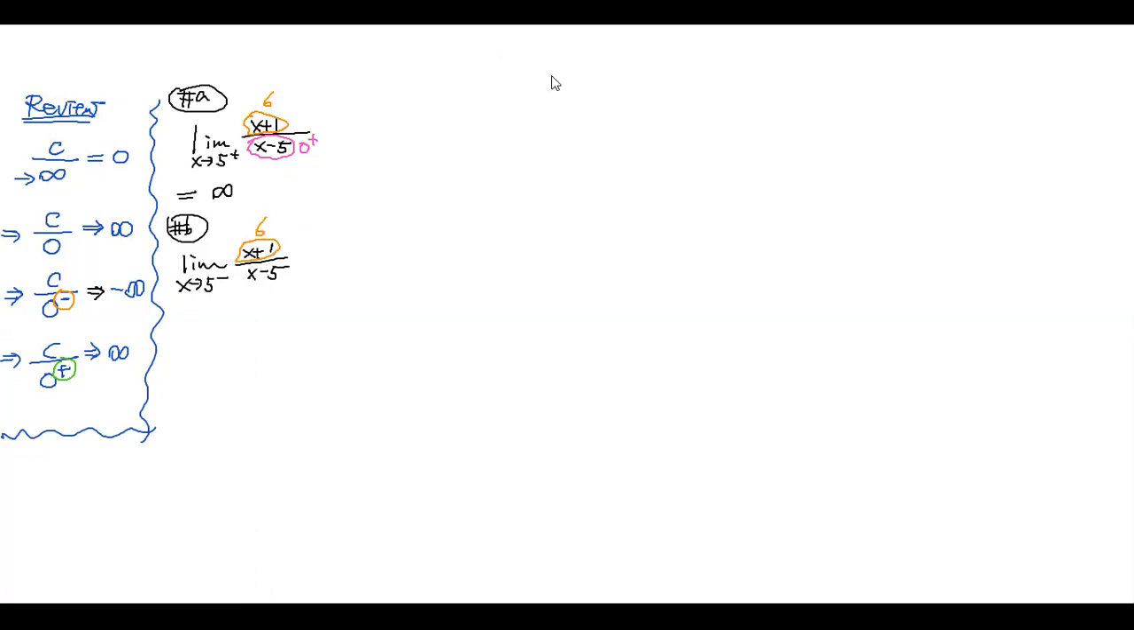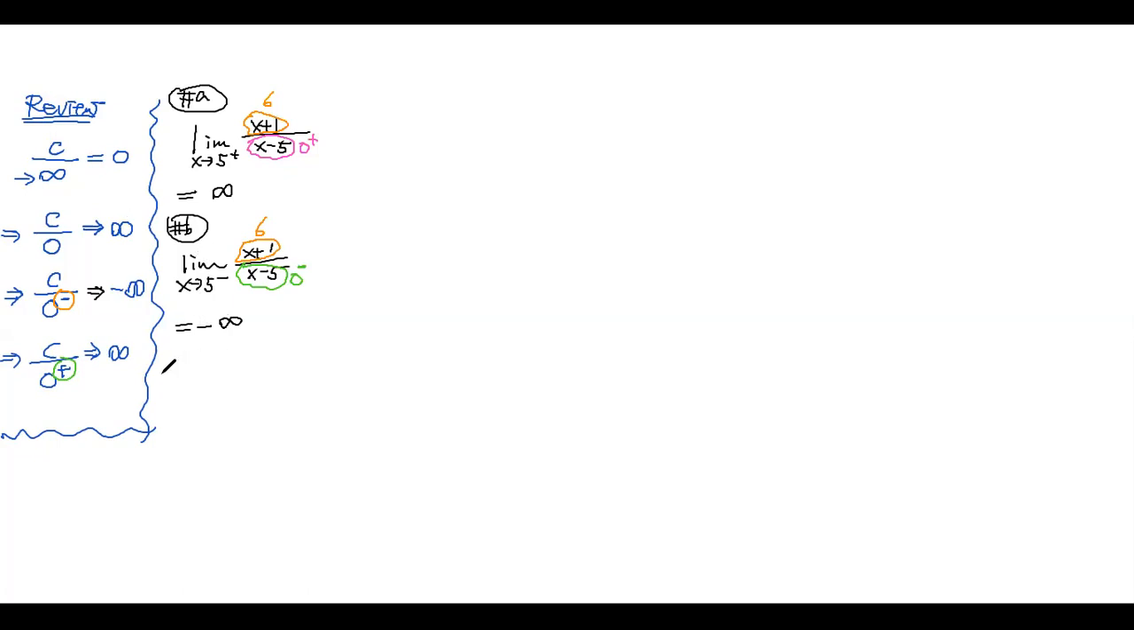But what happens here? Here, x minus 5 will approach 0. Because x is from the left-hand side, x is always less than 5, right? That means you're going to have a negative number, always negative, but very close to 0. So what is the limit here? The limit will be negative infinity.